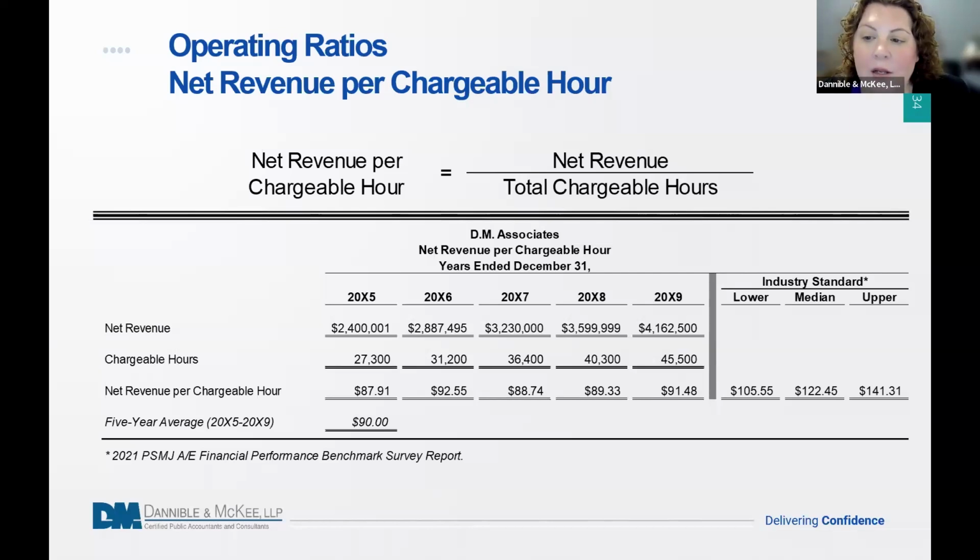So important. Standard here is running at about $122 an hour, whereas we're running on a 5-year average around 90. Within this past year, 91. So really understanding what our goals are, because this is what you need to make sure that your people are as chargeable as possible, and really watching this on a monthly basis to ensure you're making corrections in real time.